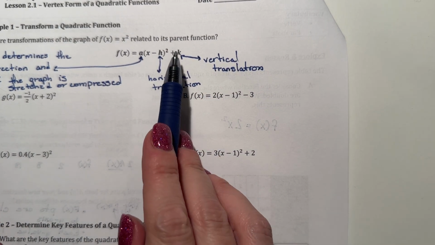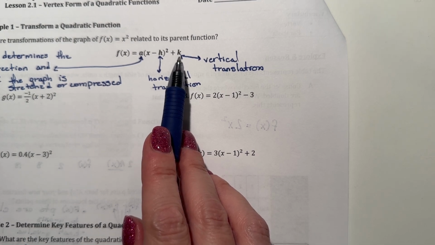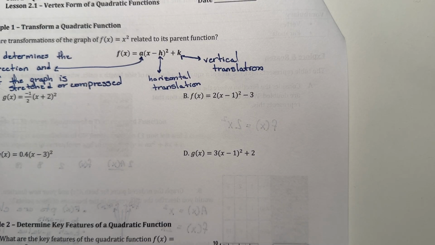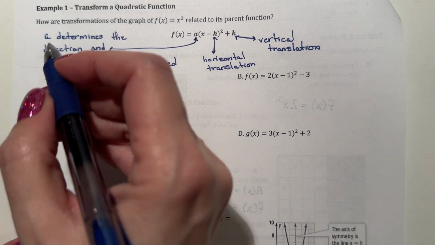Okay, this one is exactly what you see. So if you see a +3, it's up 3. If you see a -3, it's down 3. So let's take a look at 4 examples and figure out what all is going on.